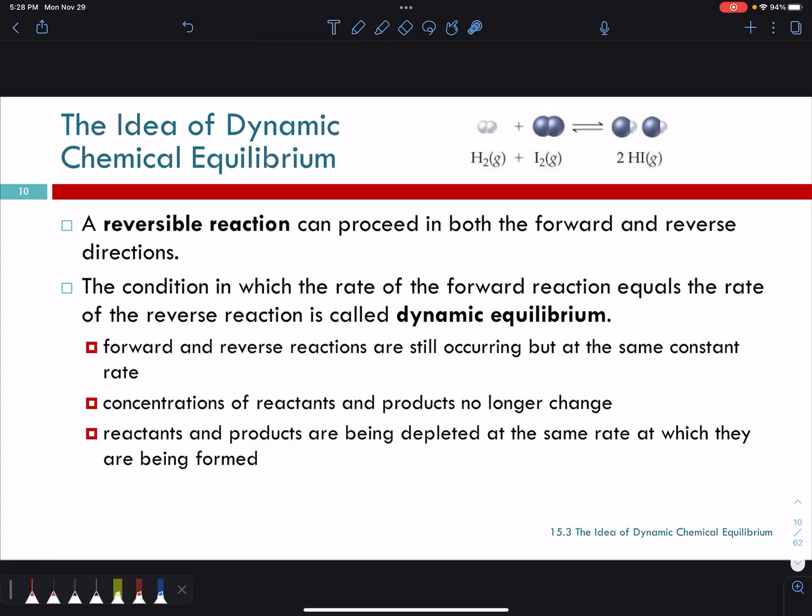So when we're talking about these reaction rates and the rate of the forward reaction and how it relates to the rate of the reverse reaction, this is a dynamic equilibrium. When we are at a dynamic equilibrium, the forward and reverse reactions are still occurring, but at the same constant rate. So the relative concentrations of our reactants and products doesn't change anymore either.